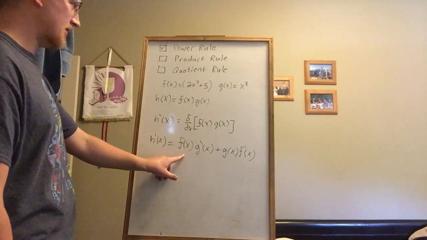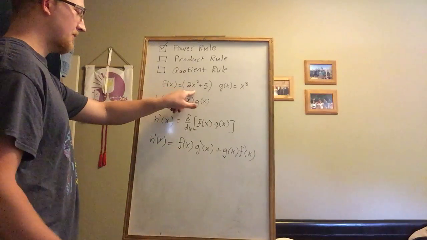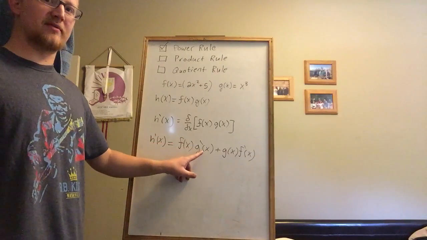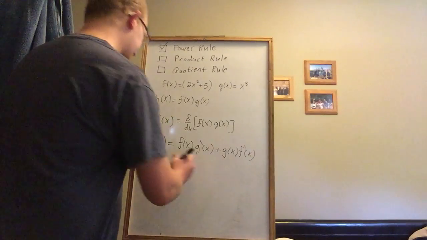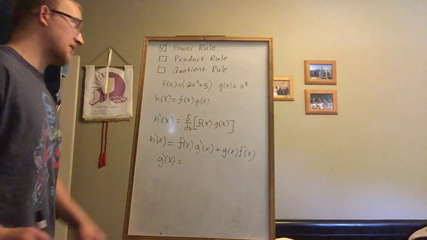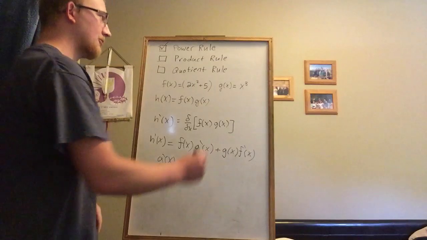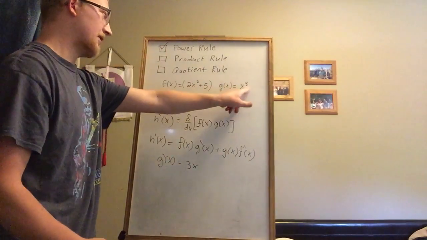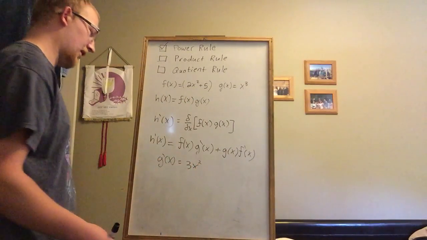So all I really need to do here now is I need to figure out what f of x is. Well, I already know that. I need to figure out what g of x is. I know that. Now all I need to do is figure out what the derivative with respect to x of g of x is, g prime of x. So let's go ahead and calculate g prime of x using the power rule. So g prime of x is the derivative with respect to x of x cubed. Using the power rule, we'll bring down the 3 and subtract 1 from the power. So g prime of x is 3x squared.